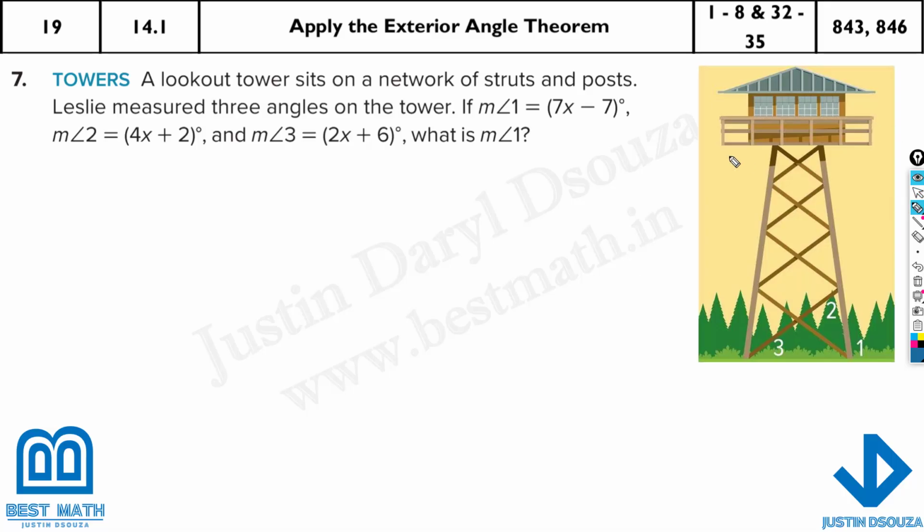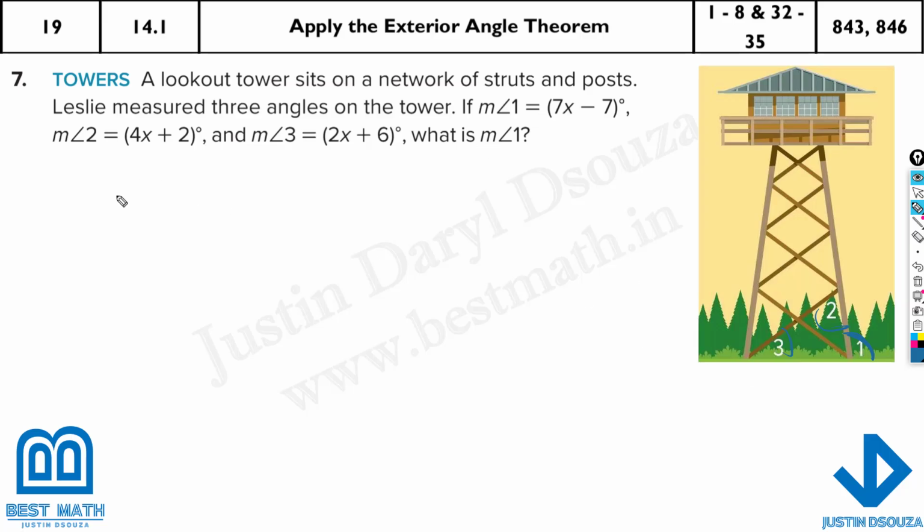We have a real world problem here. A lookout tower sits on a network of struts and posts. Leslie measured 3 angles on the tower. If the measure of angle 1, you can see this is the outside angle, is 7x minus 7. The measure of angle 2, okay, and these interior angles are given. What is the measure? First, let's find x and then we will solve it up.